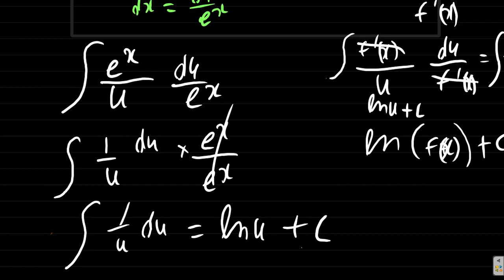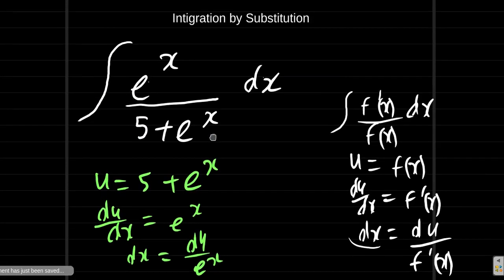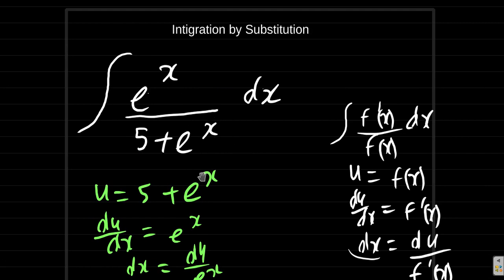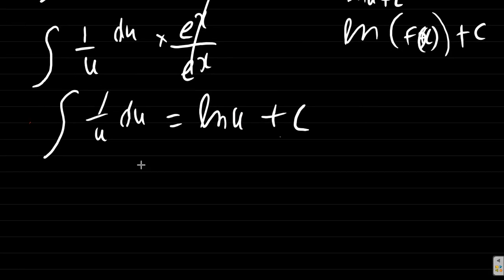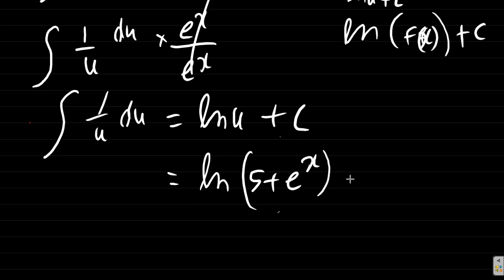But now remember, you're not finished, because what you got was a function in x. You are the one who put in the u. You want to end up with a function in x. What was u again? u is 5 plus e to the x. So what you have here is ln of 5 plus e to the x plus c. That is your answer.